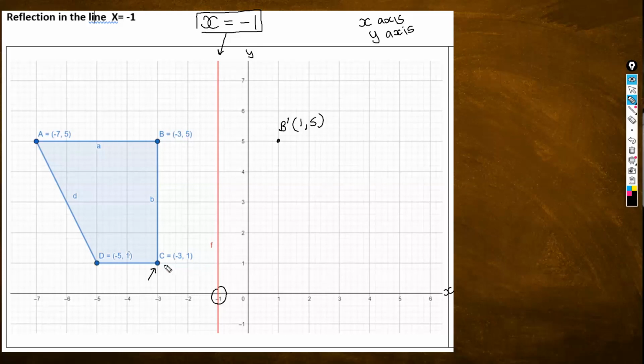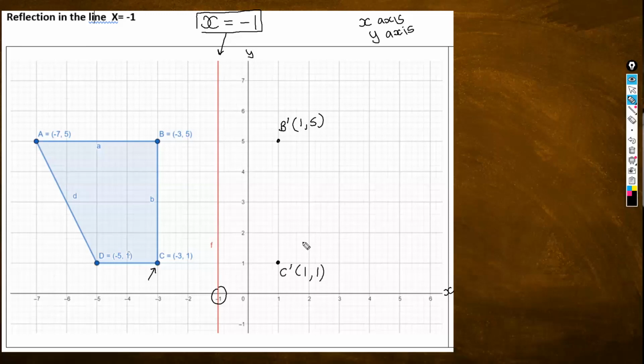All right. So point C, the red line is the mirror. How far is it? 1, 2. So on the other side, it's going to be 1, 2. So C prime is going to be 1, 1. Look at it. 1, 1.